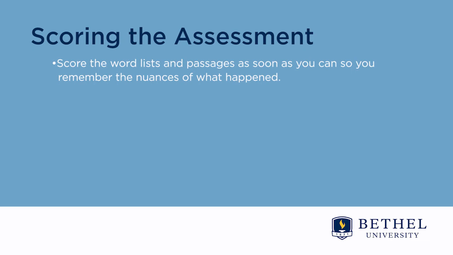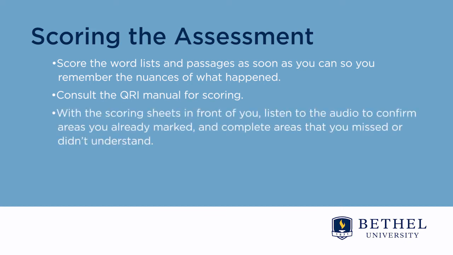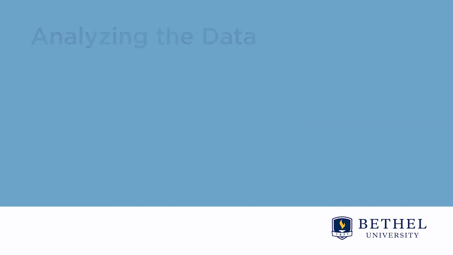Okay, we're finished. Score the word lists and passages as soon as you can so you can remember the nuances of what happened. Consult the QRI manual for scoring. With the scoring sheets in front of you, listen to the audio to confirm areas you already marked and complete areas that you missed or didn't understand.